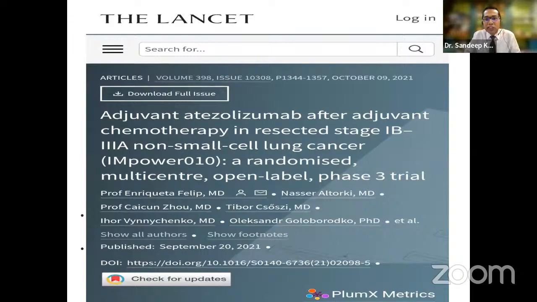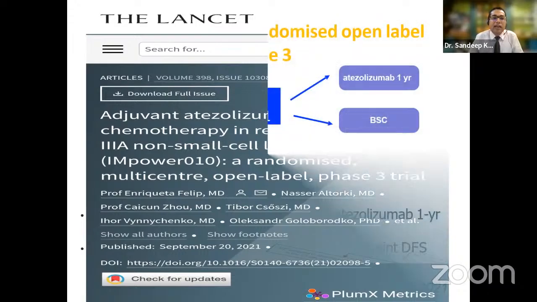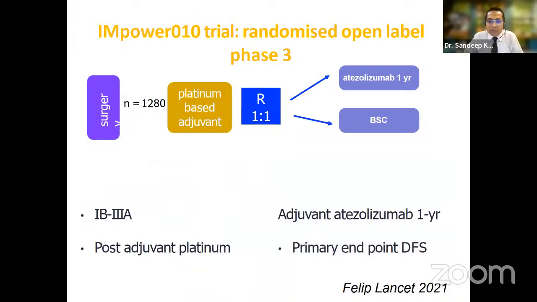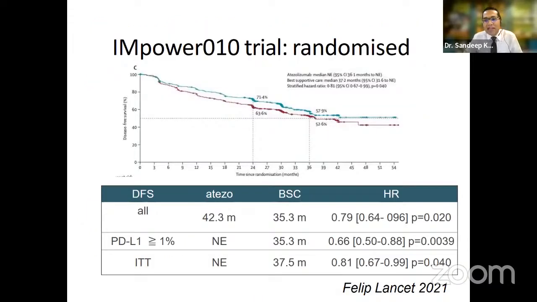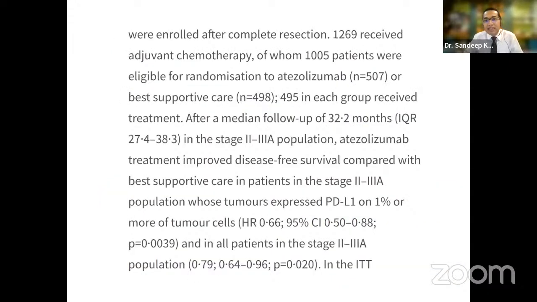This was another data set that was published 2 years back with atezolizumab. Similar data with adjuvant atezolizumab, that is IMpower010, a stage 1B to stage 3A phase 3 trial, which compared atezolizumab versus best supportive care. You can draw similar conclusions to what we have seen from the KEYNOTE trial. Almost 1,269 patients received adjuvant chemotherapy. Approximately 1,000 patients were randomized.